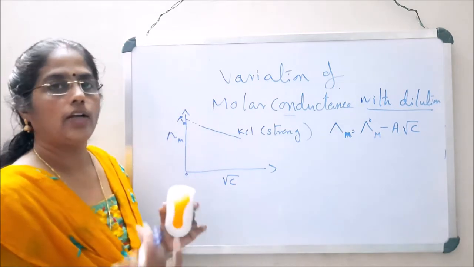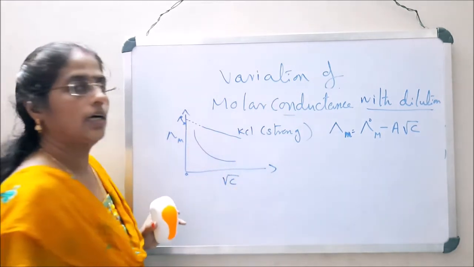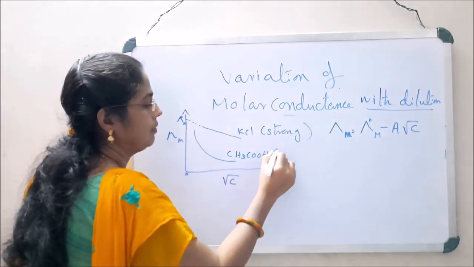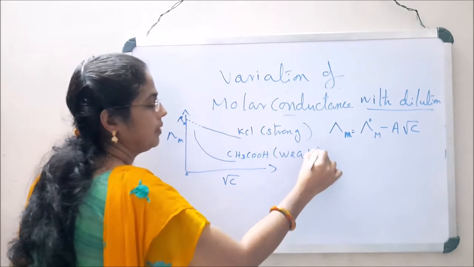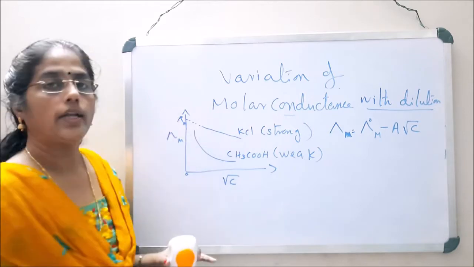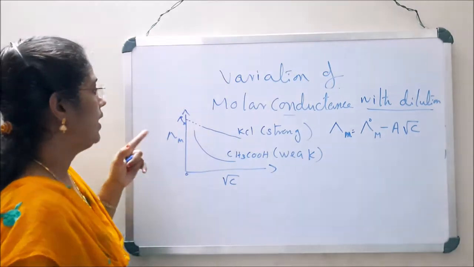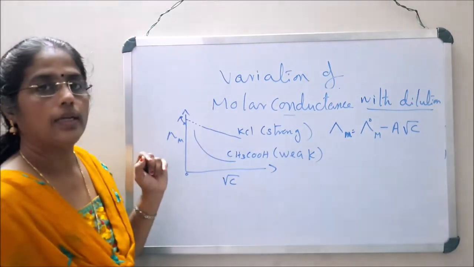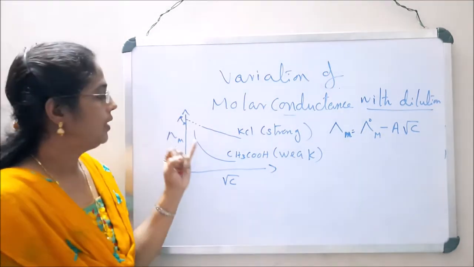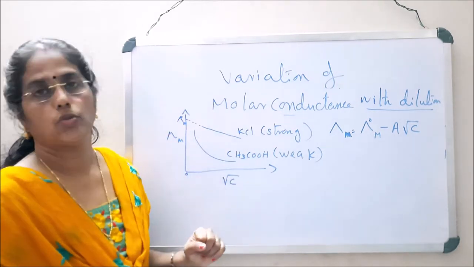But in the case of a weak electrolyte, for example acetic acid, the graph is a curved graph. Acetic acid is a weak electrolyte, and in the case of a weak electrolyte, the graph is a curved one. That is why we cannot extrapolate it to the y-axis and we will not get the value of lambda m0 from the graph. In the case of a strong electrolyte, we will get the value from the graph.